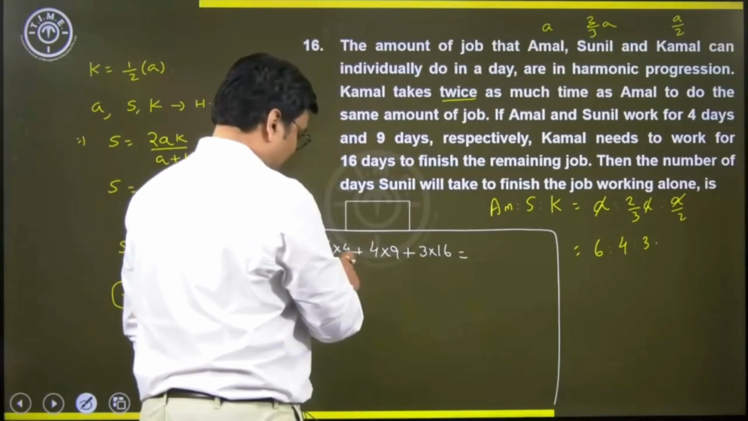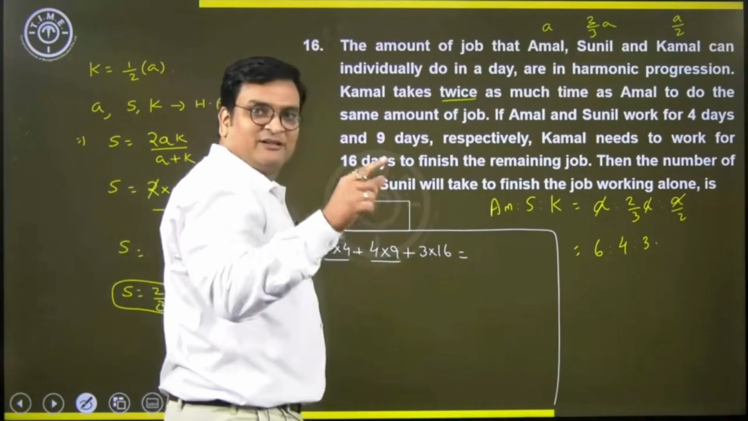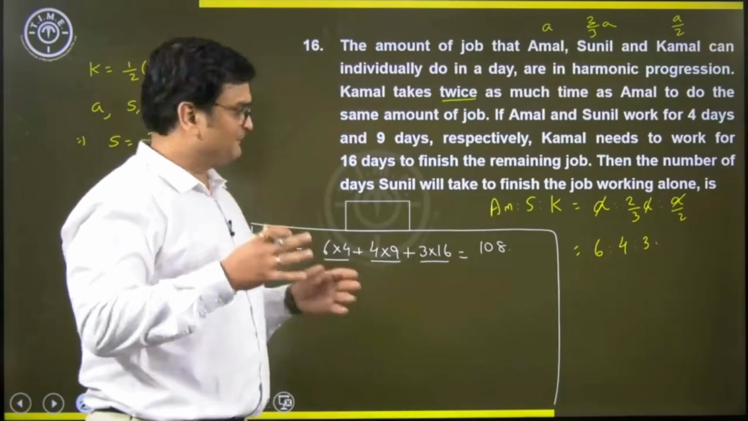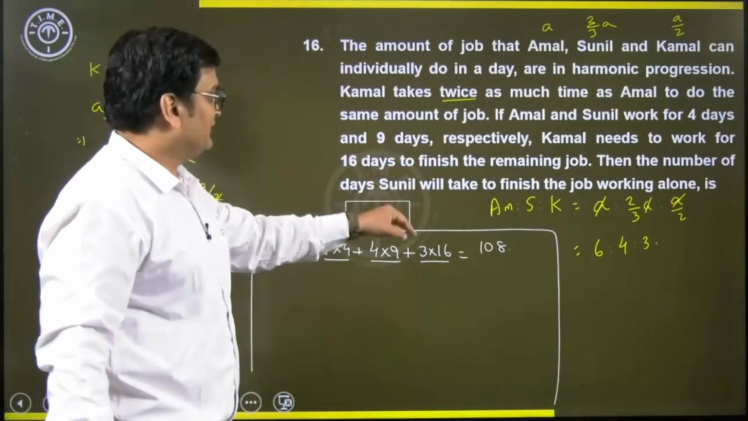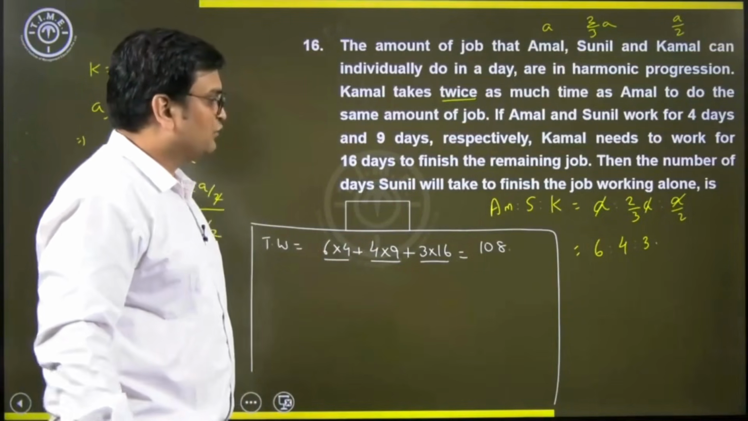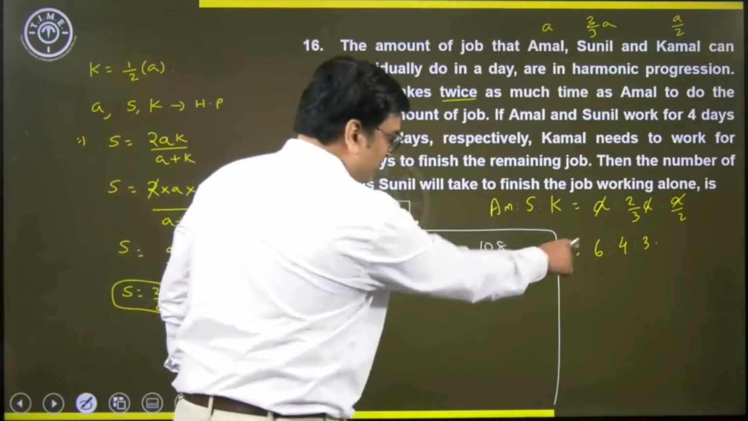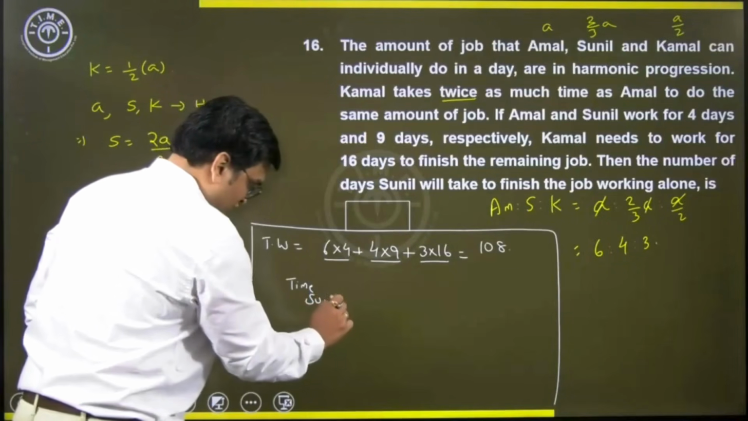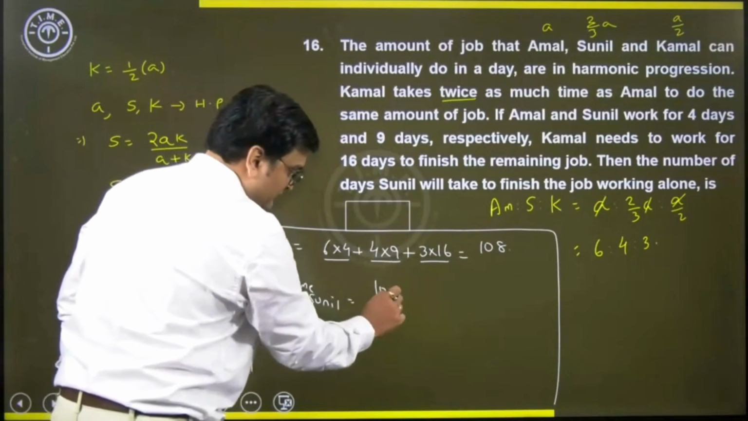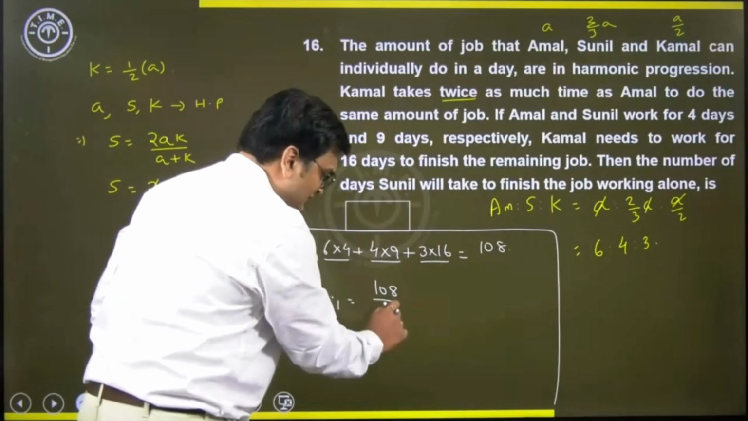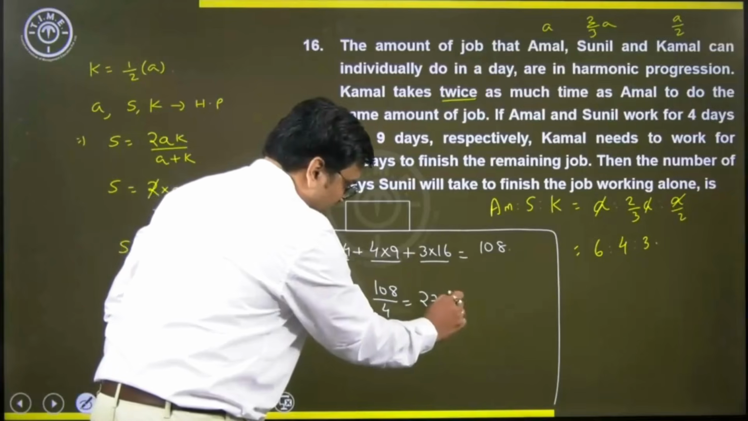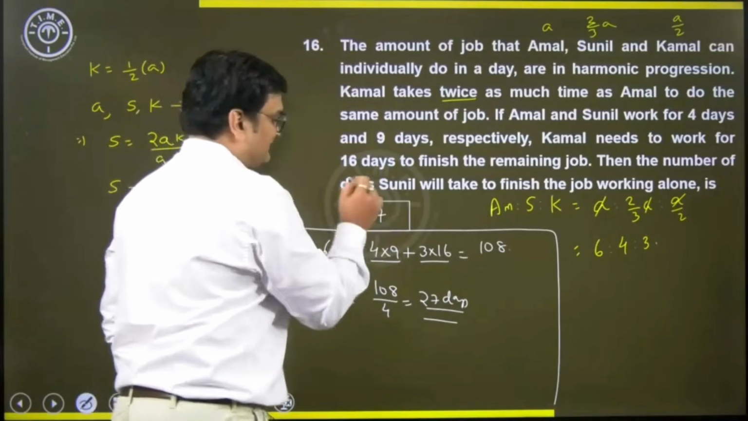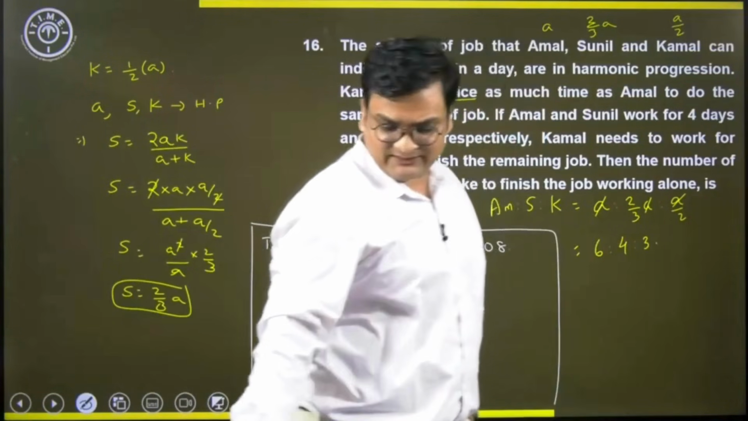And how much is this? This is 24, this is 36. 24 and 36 is 60. 60 and 48 is 108 units of work totally. Now the question: the number of days Sunil will take to finish the job working alone. So Sunil's efficiency is how much? 4. So can I say the time taken by Sunil to work alone and finish this much quantity of work will be the amount of work divided by his efficiency. When you solve this, this will be giving us 27 days. Number of days, my answer is 27. That should be the correct answer for this.